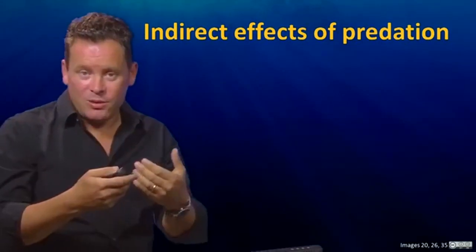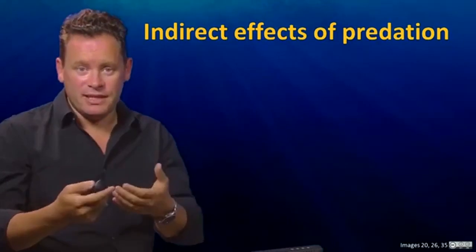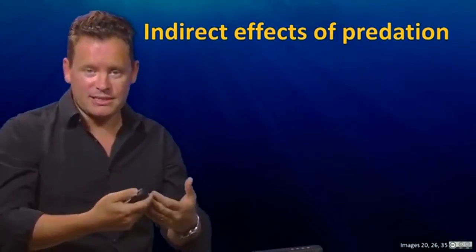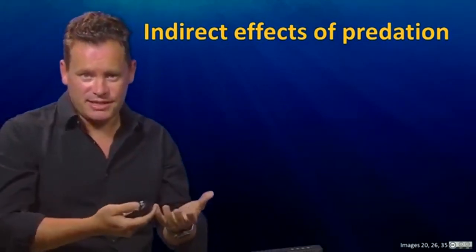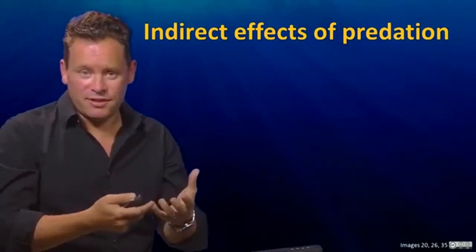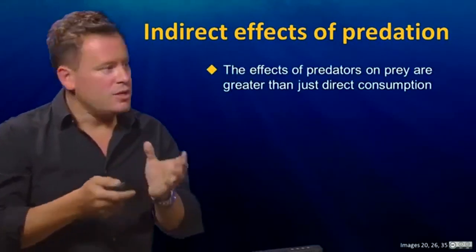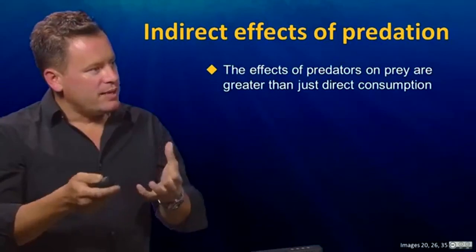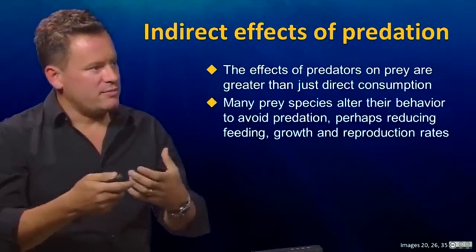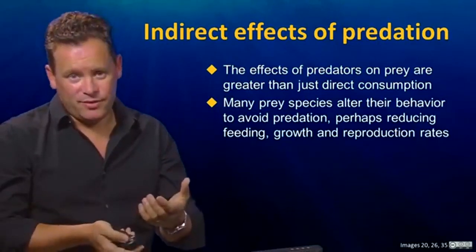And whilst it's doing that, and whilst it's hiding, it doesn't feed. It might feed less, it might grow less, it might be more vulnerable to predators, it might not reproduce so successfully. So the effect of fear on prey can be really very important. Okay, so we can make the point then that predators don't just affect their prey through direct consumption, they also affect them through changing the behavior of the prey.